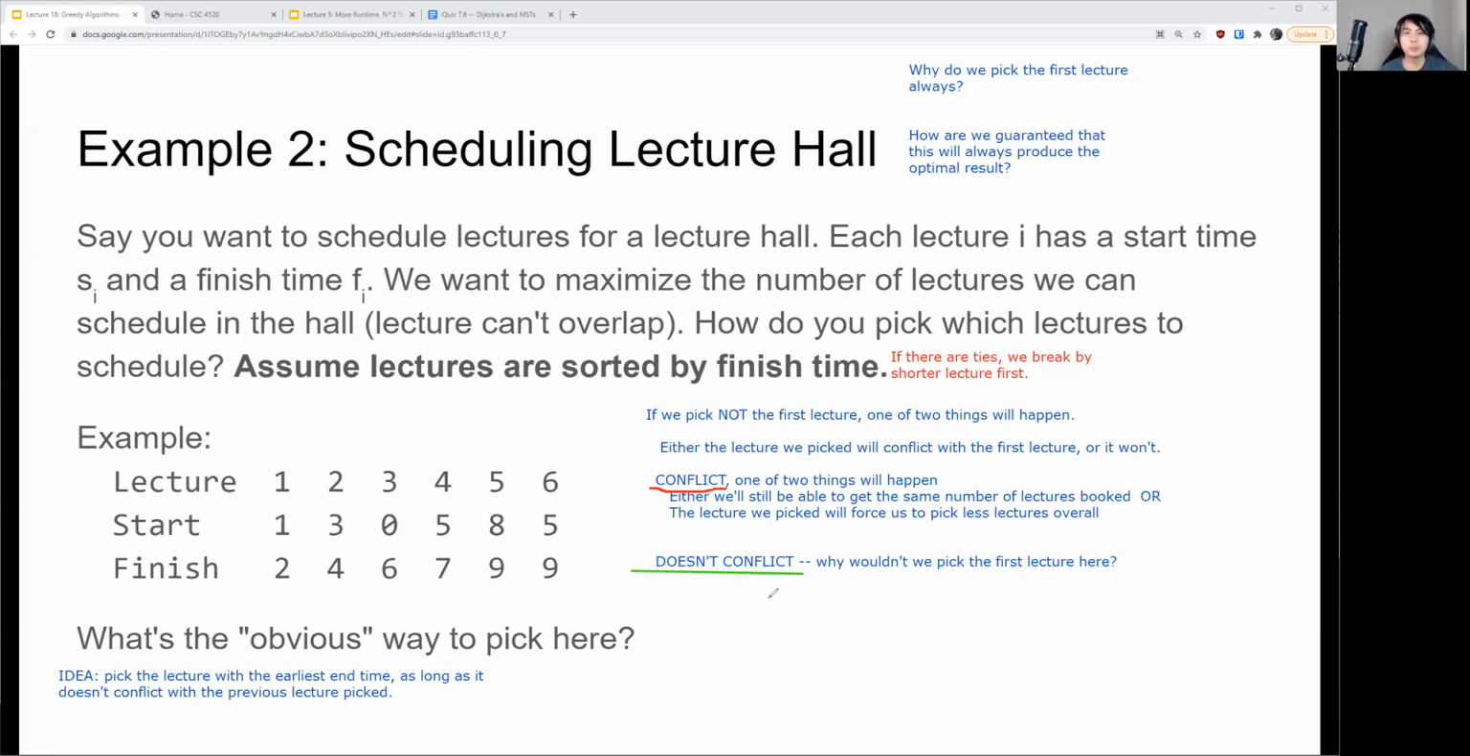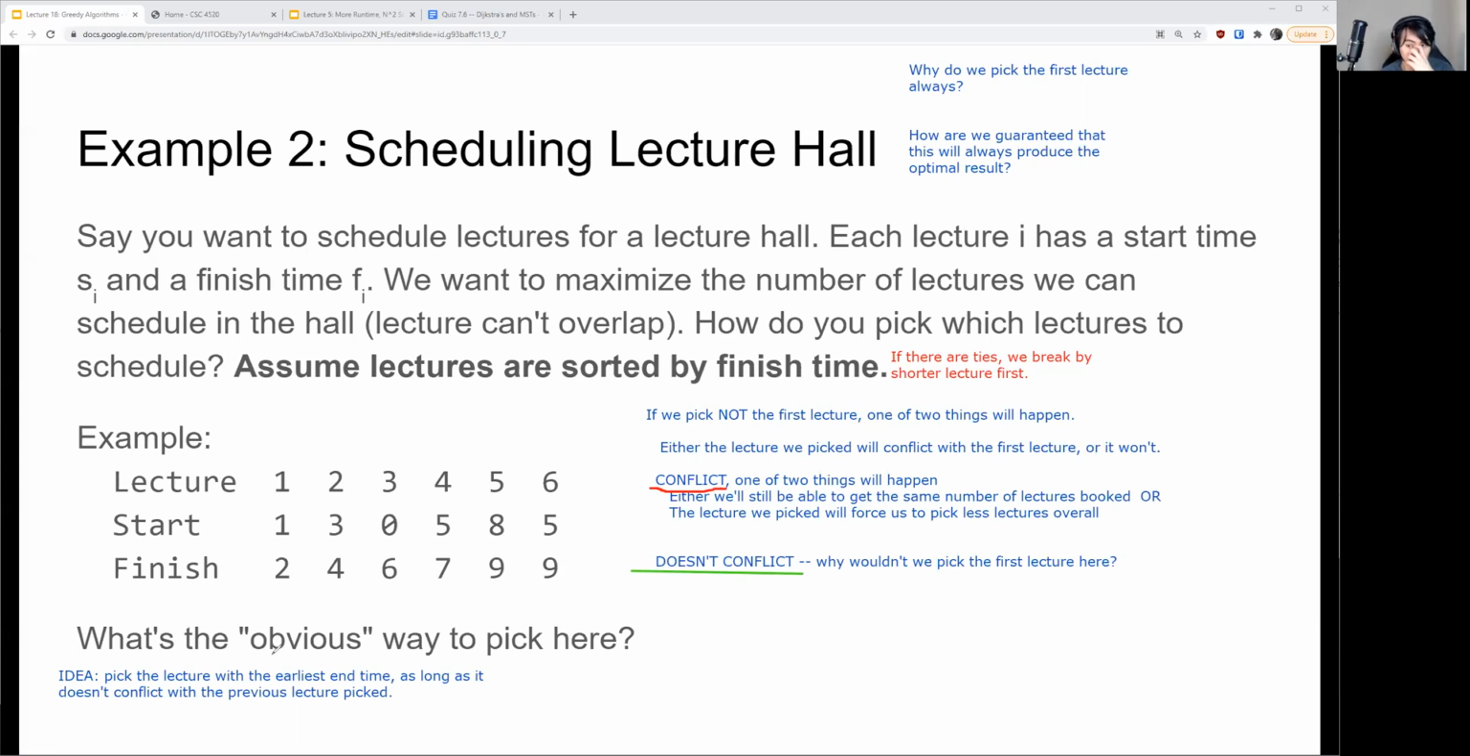All right. So that was the argument. The entire argument is that if we don't pick the first lecture, one of 2 things will happen. Either it will conflict with the lecture we actually picked, in which case we'll either be able to get the same number of lectures booked with the new lecture that we picked instead of the first one, or we'll actually be stuck with less. Otherwise, if it doesn't conflict, then we should just book the early lecture no matter what, because there's no conflict, and therefore we just get free booking, right?